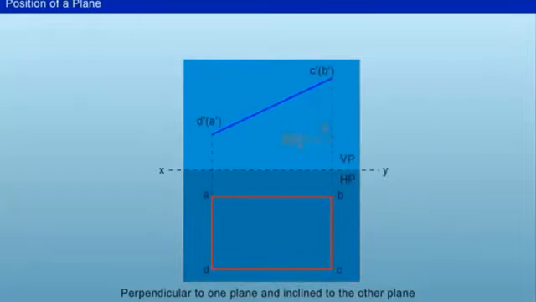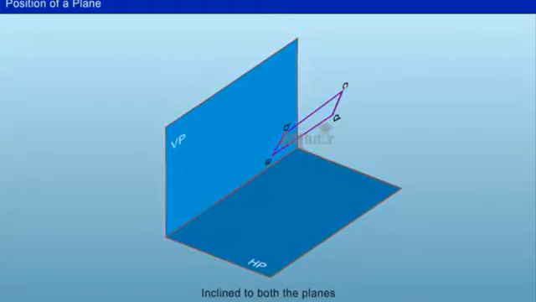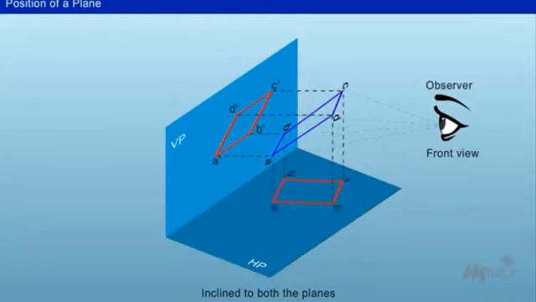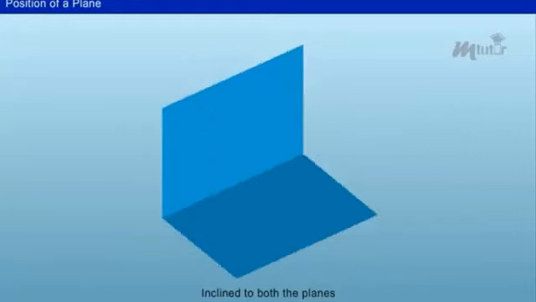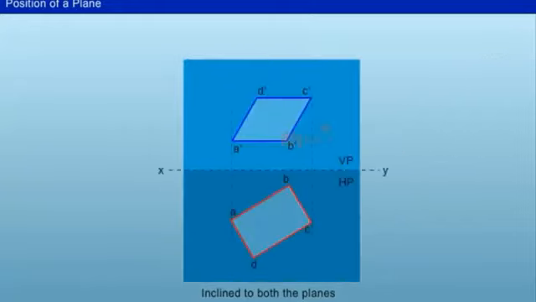Inclined to both the planes. Now, let us discuss the projection of a plane inclined to both VP and HP. Consider a square lamina that is inclined to the horizontal plane. The top and front view projections of the square lamina will be present here. When the plane is also inclined to the vertical plane, the top and front view projections of the square lamina will be as shown on the screen.